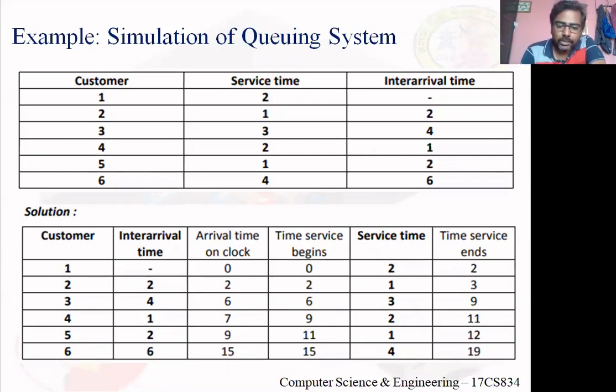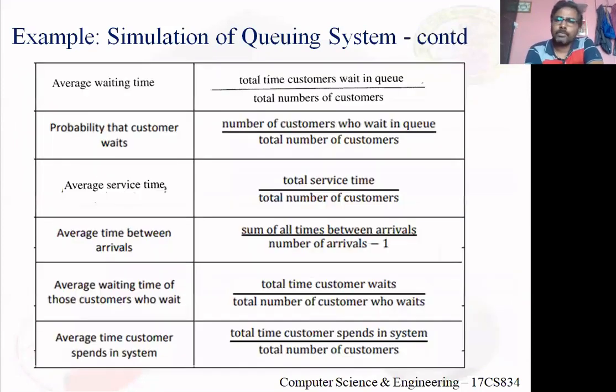Got it? See, listen here. Probability that a customer has to wait in a queue is nothing but number of customers who have waited in a queue divided by total number of customers. So how many customers waited in a queue? They are nothing but 2 customers. They are the 4th and the 5th. So 2 by 6. Got it? So probability that a customer waits is nothing but 2 by 6 in this case.